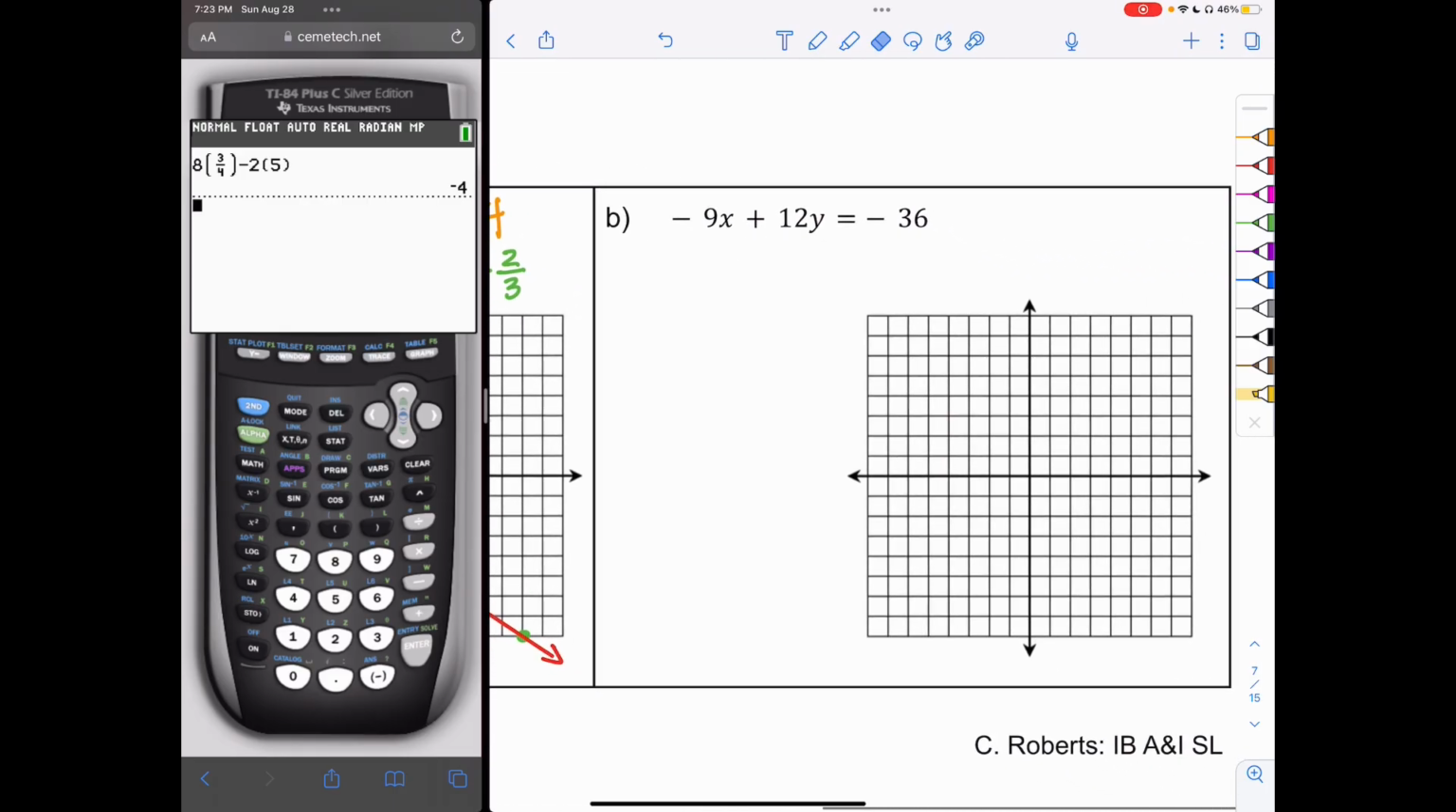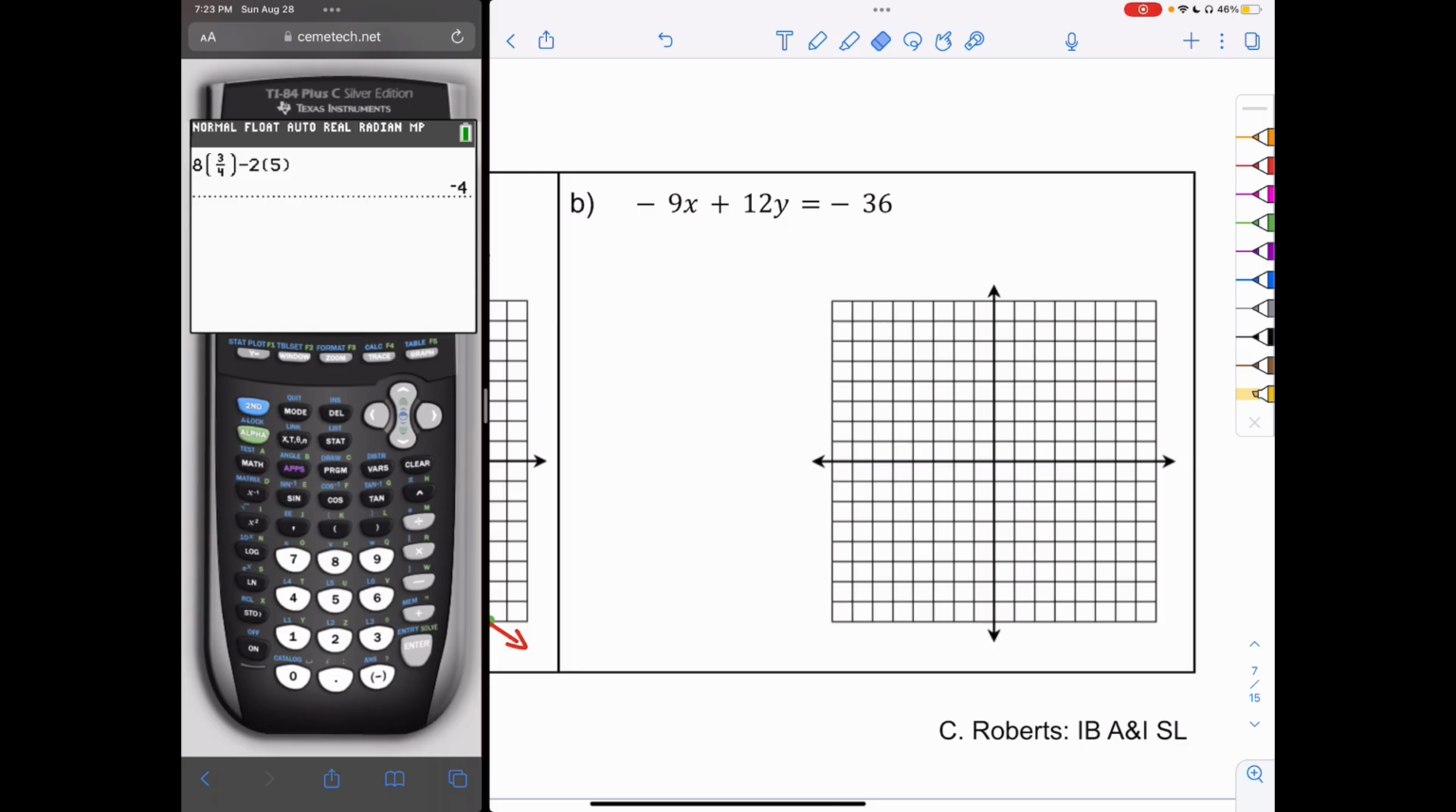So now if we have general form, we have to find our x and our y intercepts. So here I'm going to first find my x intercept by making y equal to 0. So when I substitute in 0 for y, I will end up having negative 9x plus 12 times 0 is equal to negative 36. When I simplify it, I will end up getting negative 9x is equal to negative 36. And when I divide both sides by negative 9, I will get that x is equal to positive 4. So my x-intercept is at (4, 0), because when x is 4, y is 0. Once I do that, I will plot it on my graph.